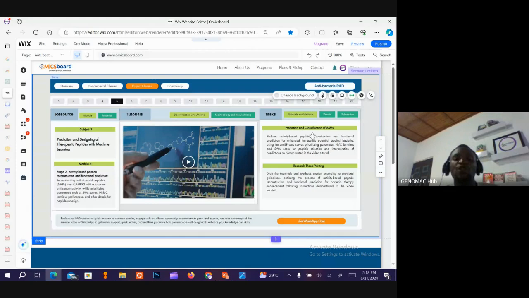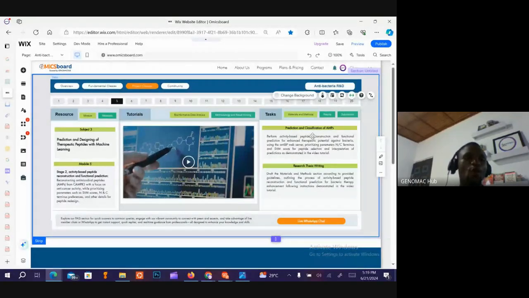Because the past cohort, we had a lot of challenges with network, with meetings, instructors at times not being available because of one thing or the other. But everything you need to do, all the tasks you need to do, how you need to do it, is already on Omics board.